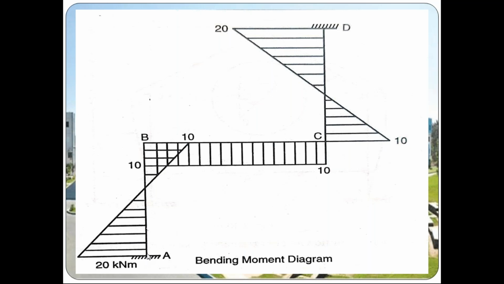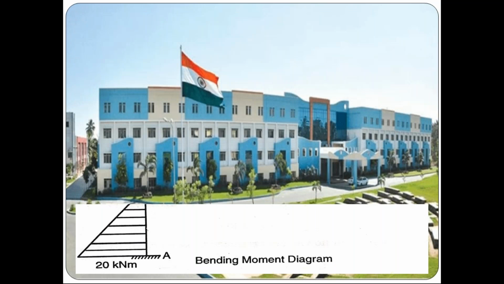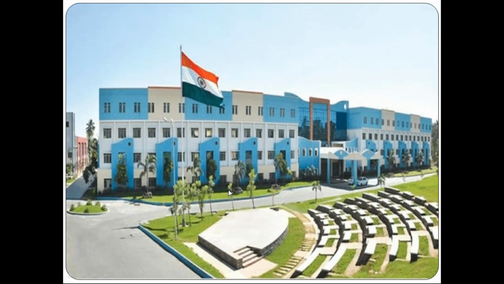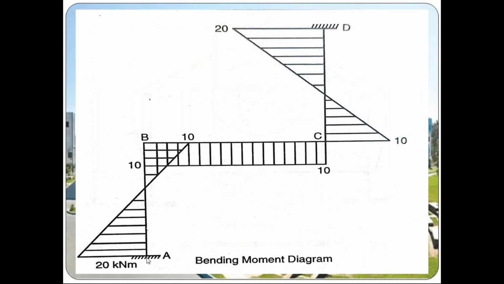Normally, left to right moments mean, okay, MAB is left to right. Left to right, negative value is above the baseline. So we are getting MAB as a negative value, and MBA also a negative value. So MAB minus 20, negative value, so we put it above the baseline. I fixed the left side of the span AB as above the baseline, so minus 20 is on the left side of the span AB.